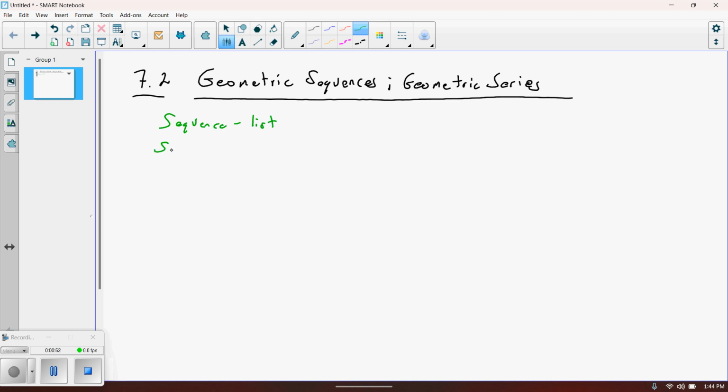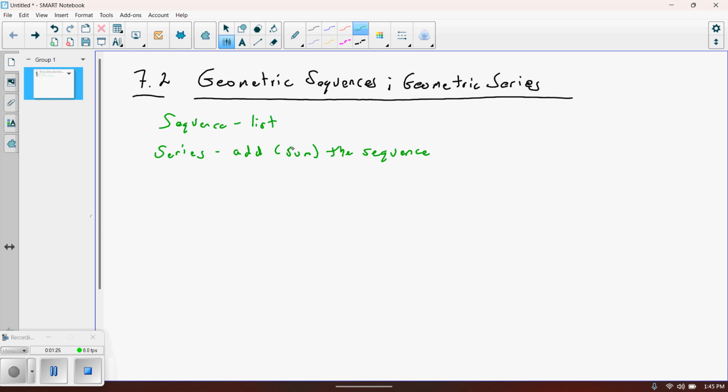And then a series is when you take that list and you add it all up. So we're going to take the sequence of the terms and we're going to add or sum them all up. That's the most general way to differentiate between what a sequence and a series is.